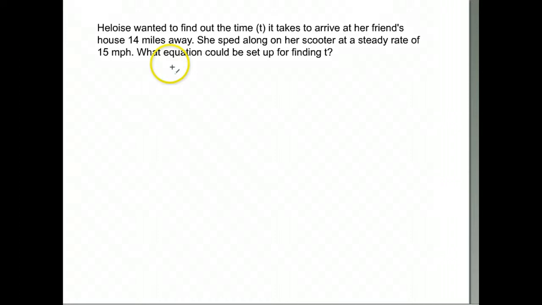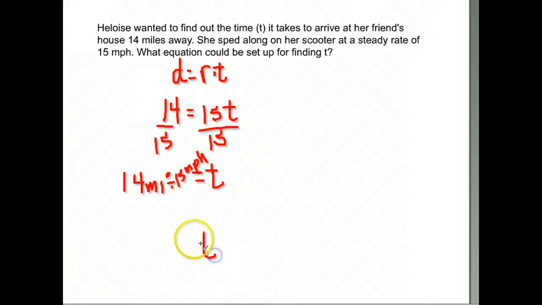Okay, well, if we do it like we did our last one, we know that distance is your rate times your amount of time. We know that her distance was 14 miles. We know that her rate was 15 miles per hour, and we just don't know her time. But we want to solve this for time. Okay, so what I would do here is divide this by 15 and divide by 15 here.